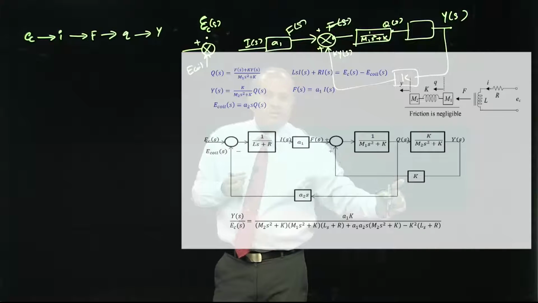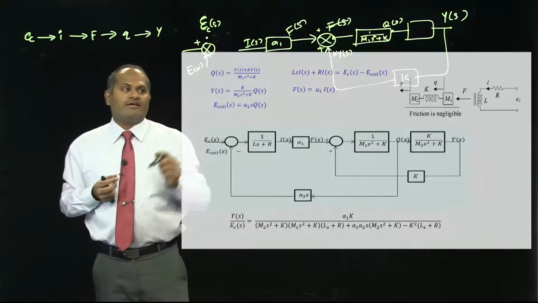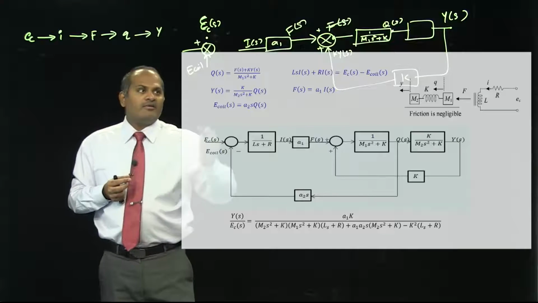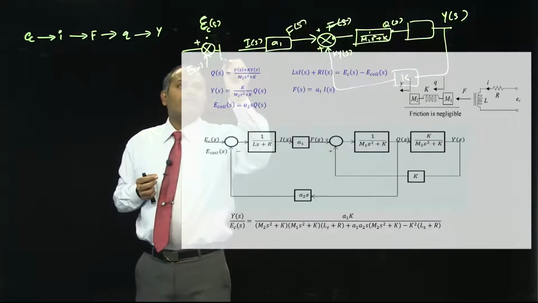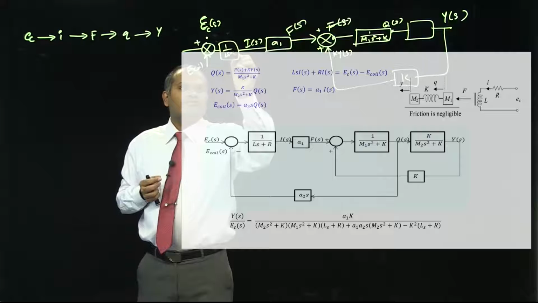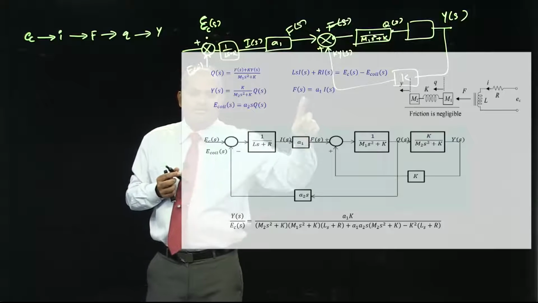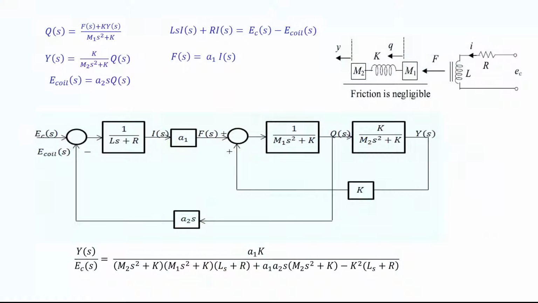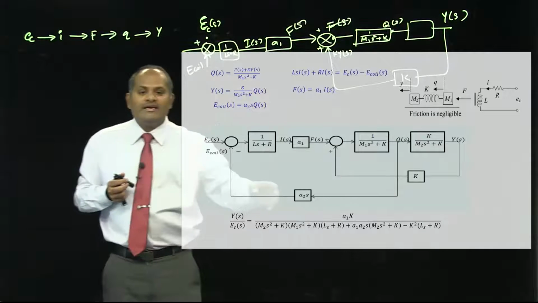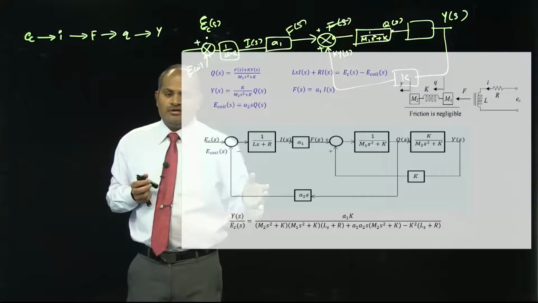So take the Q1, A2 into S into Q1, and connect it here. By doing this and also getting 1 by Ls by R, which you can actually get from the electrical circuit equation, we will be able to complete the whole block diagram.